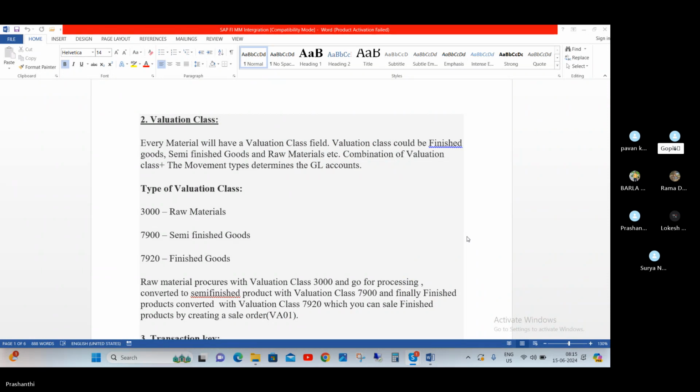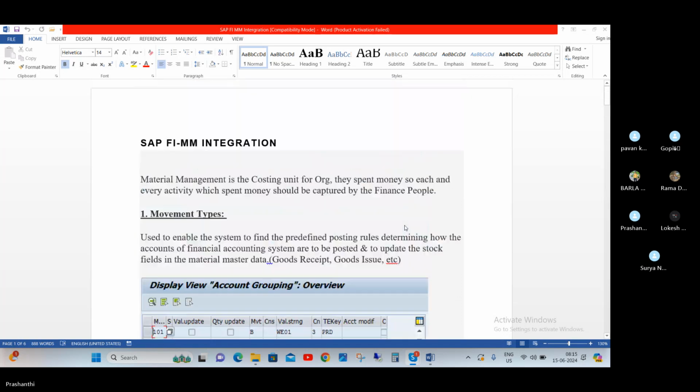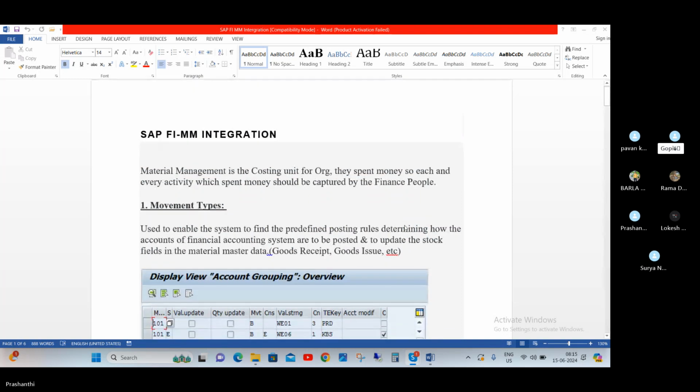So that's why these are explained in the header part. It is completely costing related material. Yeah, first point. Go to the first point. So that is all about material management.